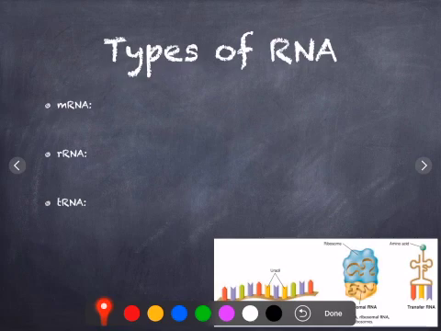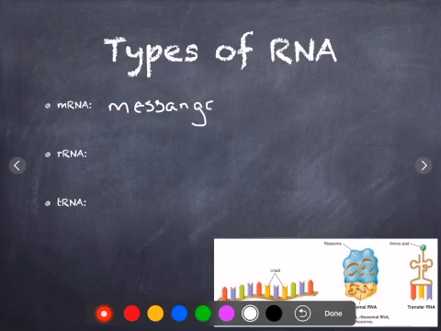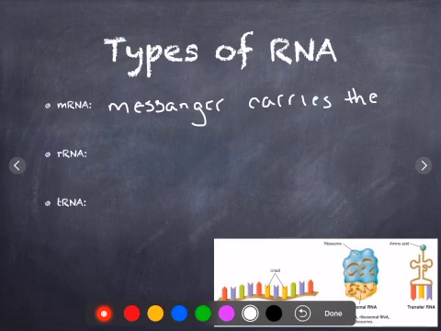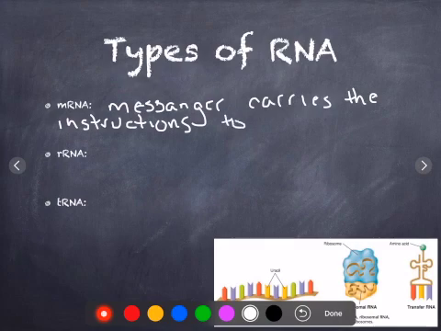So we have a couple different types of RNA. We have our messenger RNA, and our messenger RNA carries the instructions to make our protein.